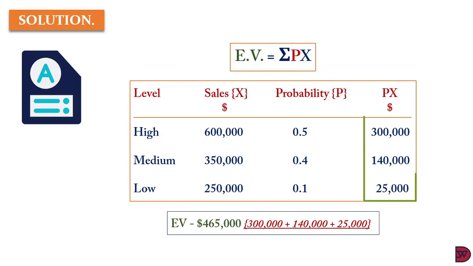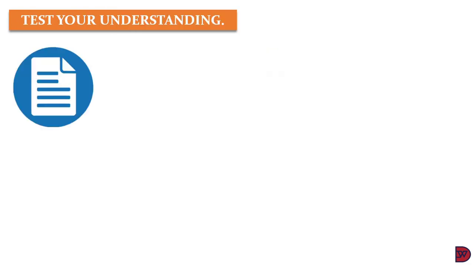So when we sum the product of the sales and the probability, we are going to get an expected value of $465,000, meaning the 300,000 for the high, the 140,000 for the medium, and the 25,000 for the low. It means that this particular salesman, looking at all the outcomes and their probability, stands to make a sale of $465,000 put together. Let's test our understanding again.